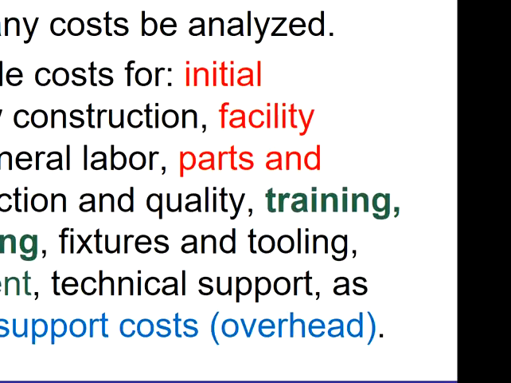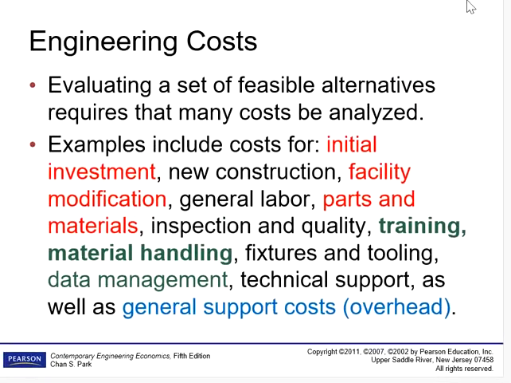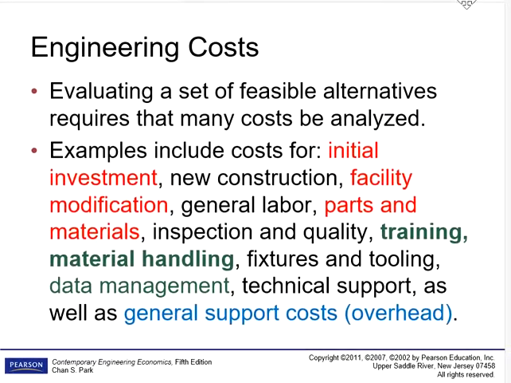Next one is our engineering costs, right? I'll go to the next slide, where we look at it from an engineering point of view. That one was a small example to understand different types of cost classification. Now in engineering we have to evaluate different alternatives. If you want to look at different alternatives, many costs need to be analyzed. For any project, any engineering business, you may have different types of costs to be analyzed.